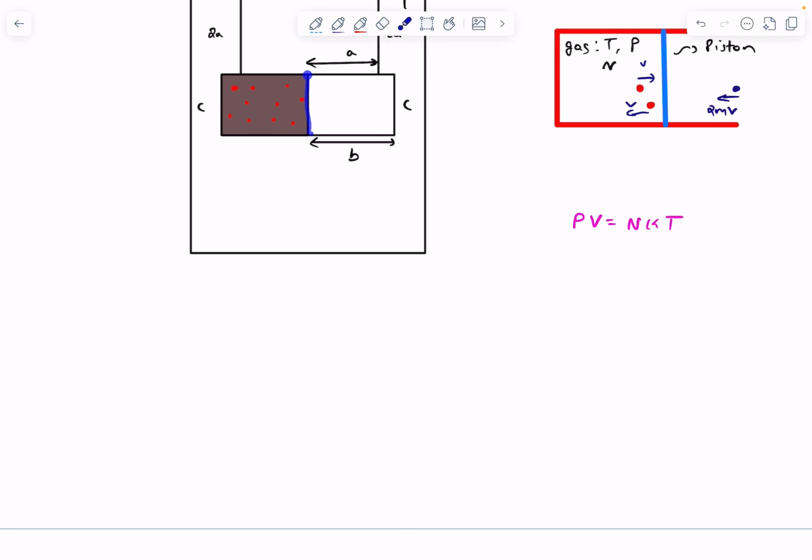Now, on the glass plate, we'll be working with the assumption that the collisions are elastic. The gas molecules approaching the glass plate will collide with it and rebound. So the pressure imparted on the glass plate, we don't really have to think about. It'll be the pressure of the gas itself.